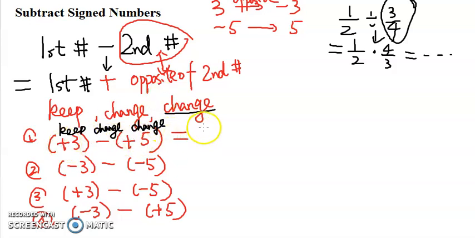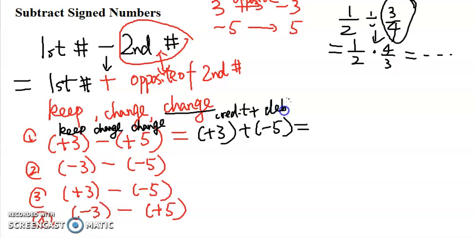So keeping the first number +3, change this minus sign to a plus sign. Also change the next sign to a minus, so we turn this number to its opposite. So 3 steps here: keep, change, change. And now this is an addition question. We can apply the rules we learned before. $3 credit plus $5 debt, and we have more debt. So the final answer would be negative. And how much more debt? 5 minus 3, $2. $5 debt minus $3 credit. We have $2 more debt.